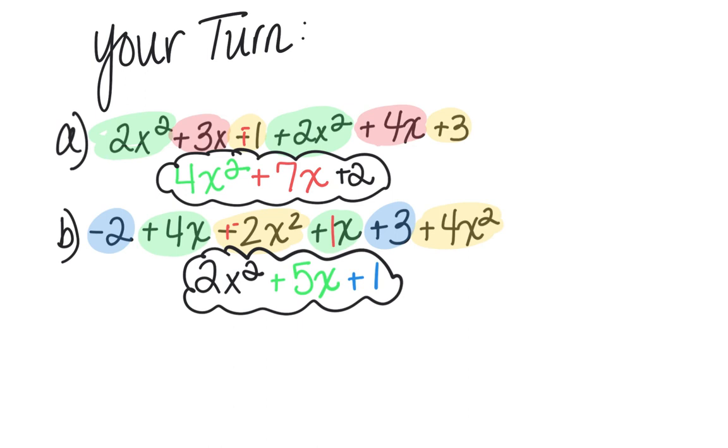All right, the first one simplifies to 4x squared plus 7x plus 2, and the second one simplifies to 2x squared plus 5x plus 1. All right, think you've got the hang of it? Time to practice.